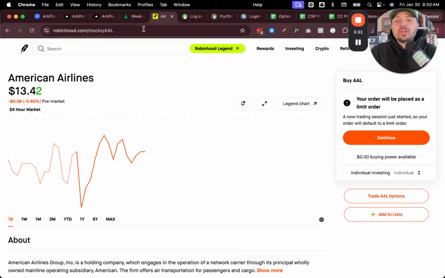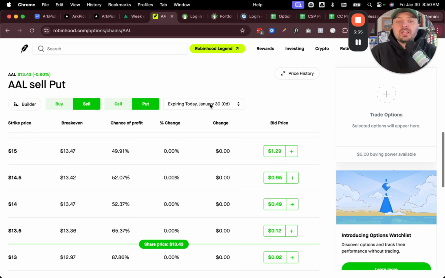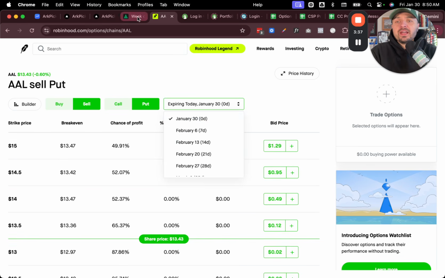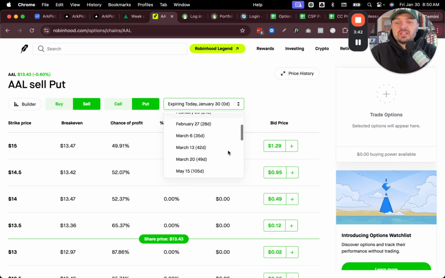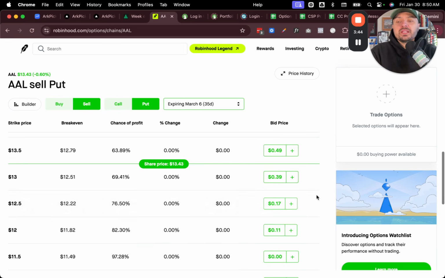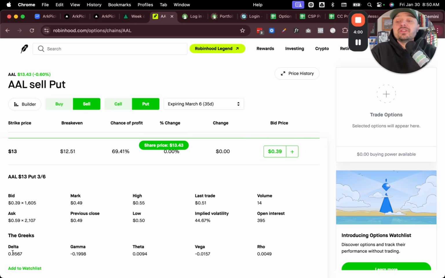Okay. Now, if we go over to our actual Robinhood account, let's go to Trade AAL Options. We'll sell a put, and we'll go out to roughly that same expiration date, March 6th. And right from here, when you're doing your cash secured put, I like to look at my cost basis. So if my cost basis, let's say on average with American Airlines, is like $15, I will be more aggressive with my delta selection. I may look at the 13s. I may open up these 13s, and yes, this is a 35 delta now.